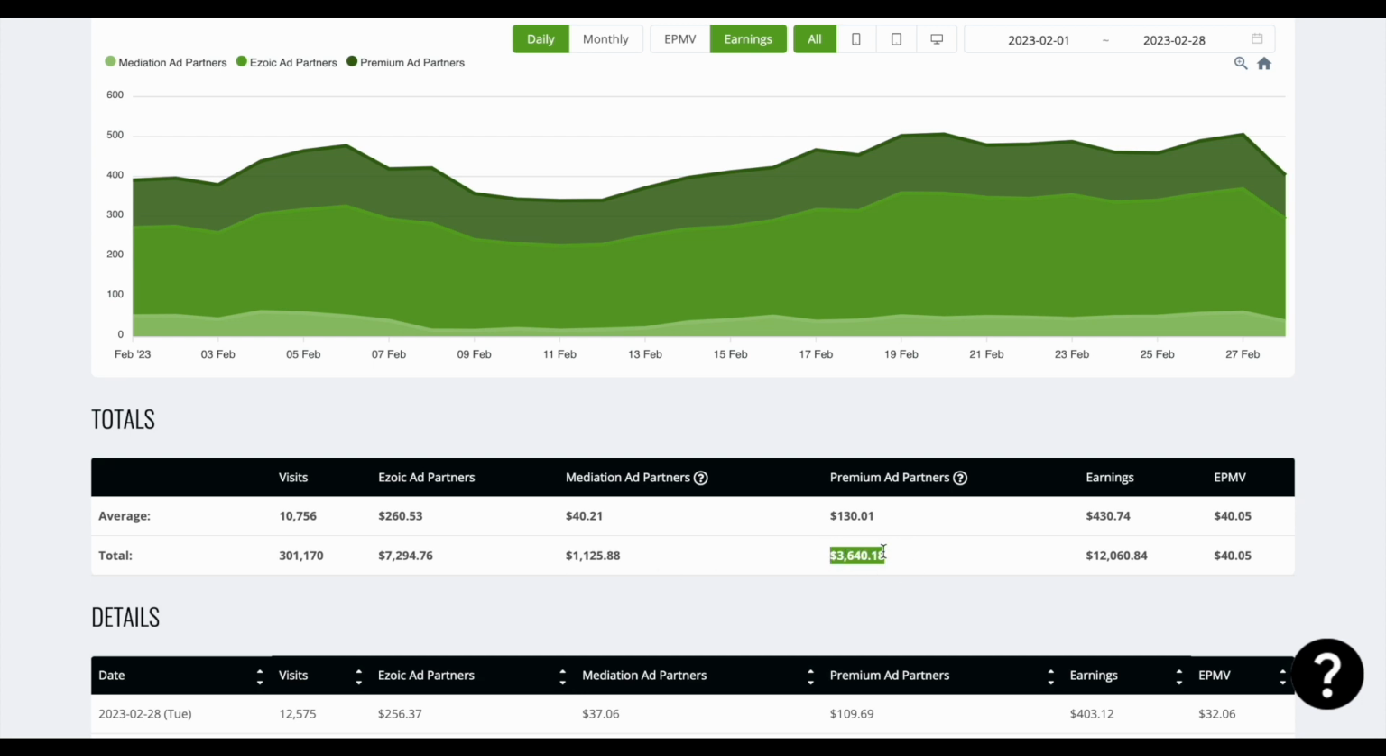So Ezoic Premium, we pay a fee of $2,200 for access to this. And you can see there we received back $3,640. So that's the setup. EPMV on average for the month was $40. So we do have this EPMV is pretty good.